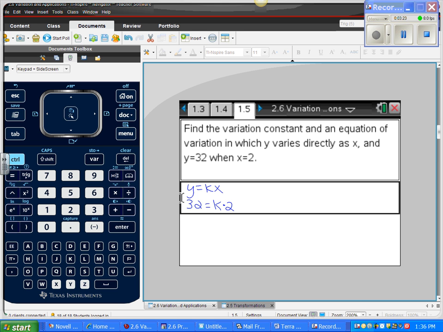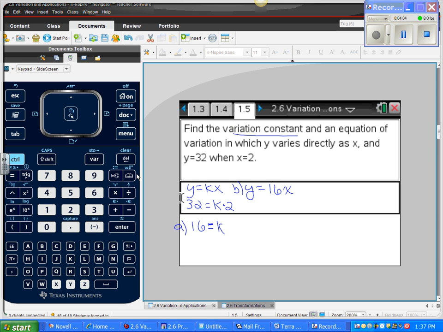Okay? So 32 equals 2k. That's very simple to solve. We just simply divide by the 2, and we get 16 equals k. So that's the first part of our question. We've come up with our variation constant. We've got k equals 16. So now if we want to write an equation of variation in which y varies directly as x, we can say that y equals 16, because it's our constant of variation, times x. Okay? So this was part A, find that constant of variation. Part B is to find the equation that goes along with it. And again, this isn't new. You guys have done this before. Okay?